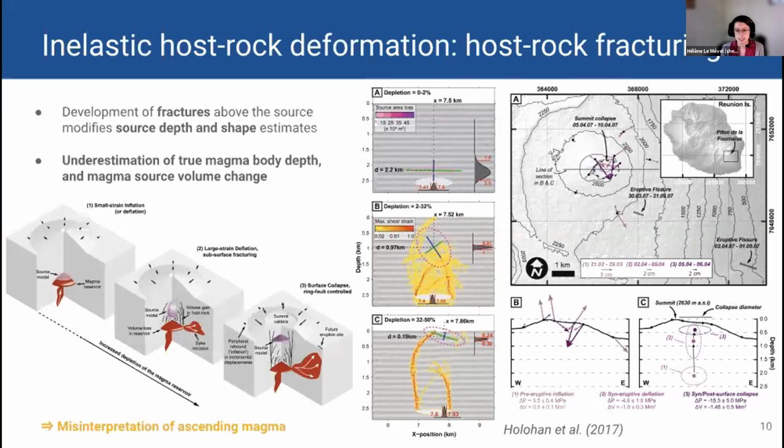The challenge here is that for non-continuum mechanics, to simulate the growth of fractures, we need to use different numerical methods. Here, in that case, they used a distinct element method and a bonded particle flow.